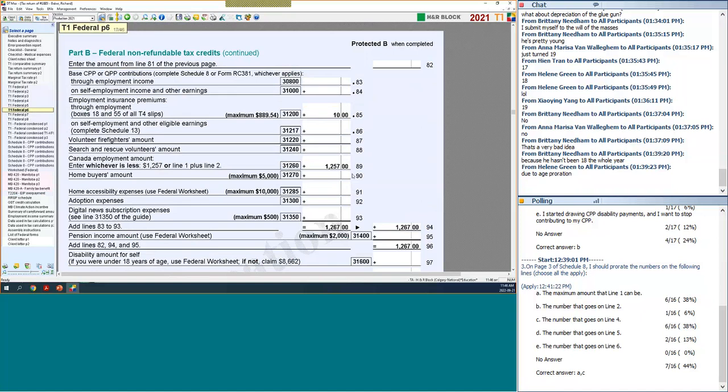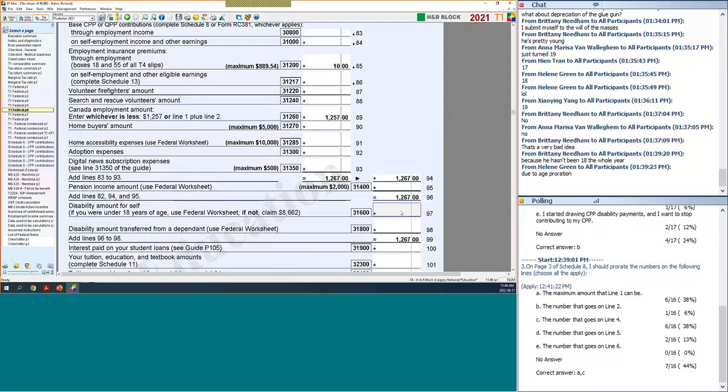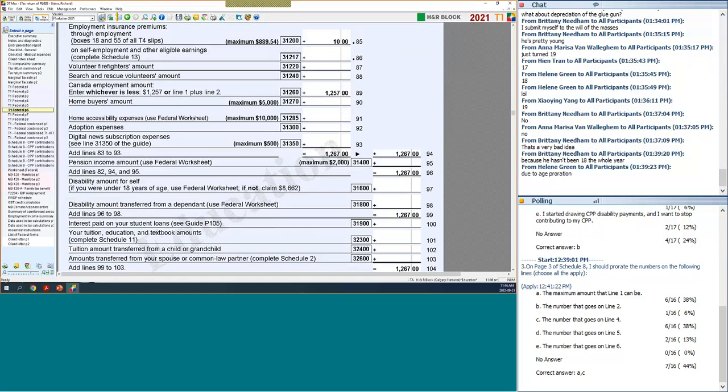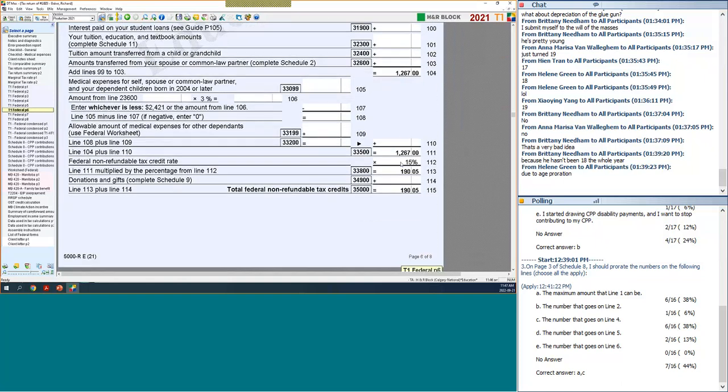All right, and then hopefully you did not forget the Canada employment amount. If you have income on the first or the fourth line of the tax return, add those numbers together. In this case, it's over 2,000, so he's going to get the maximum Canada employment credit. You're going to enter it there. Then you can add that together. So 1257 plus 10 is 1267, and right now he's going to get a credit of 15% of that. That's as far as we're going to go on this case.